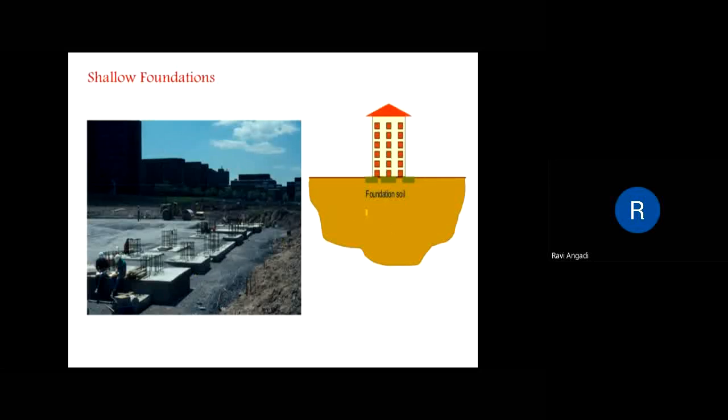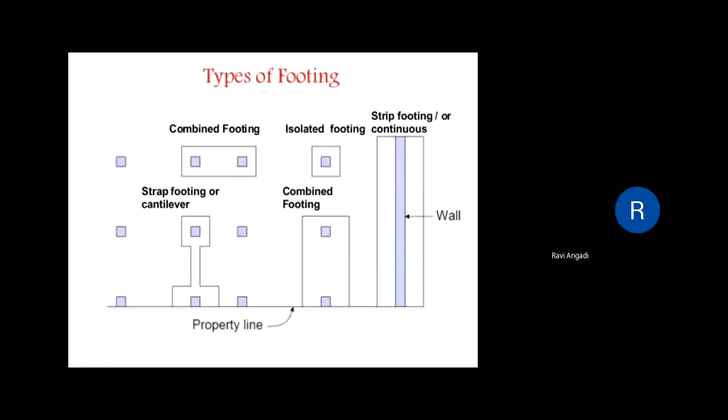Look at this picture here. This is the foundation soil and this is the shallow foundation. There are various types of shallow foundations: the combined footings, the strap footing or cantilever footing like this. Combined footing is when two or more columns are placed over a single slab. And here is the strip footing or continuous footing. So these all are shallow footings or shallow foundations.